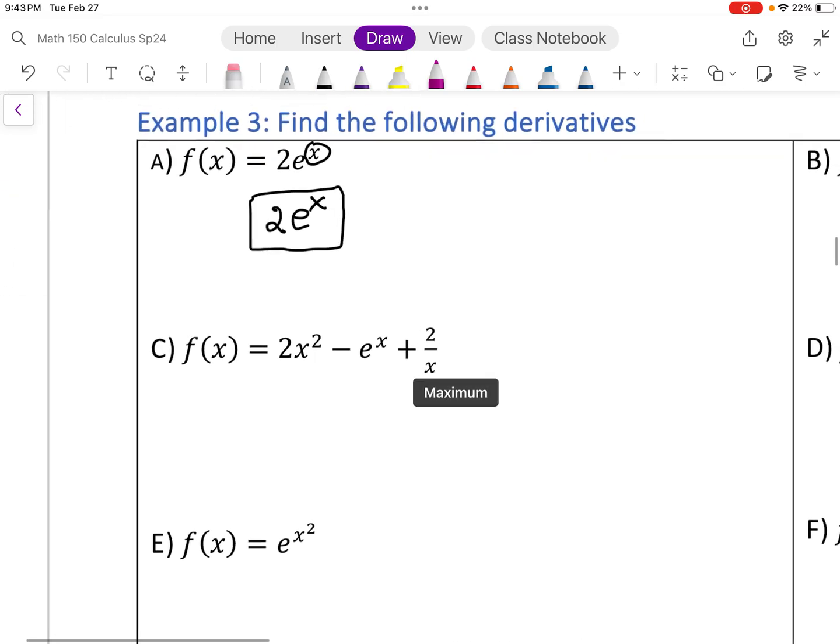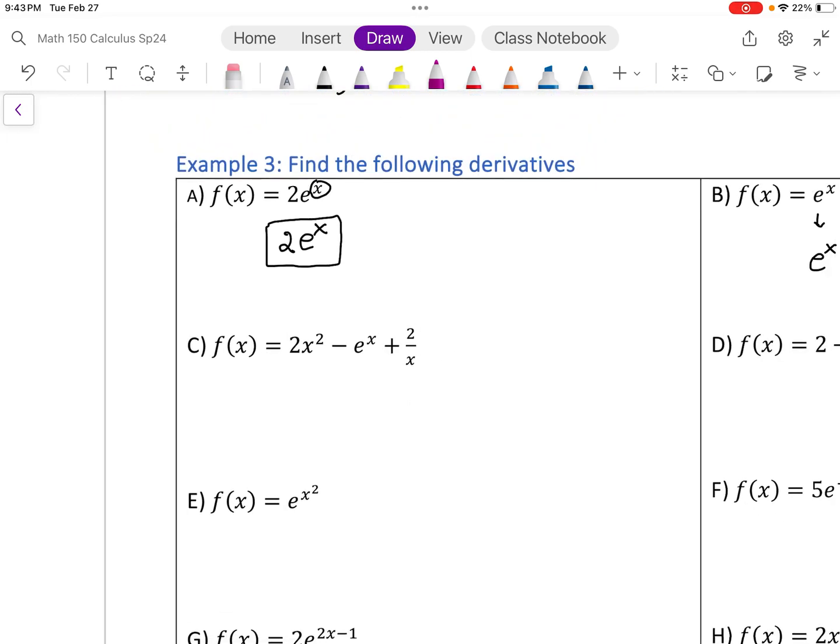All right, let's look at C. We have 3 terms. We have one that's x squared. So this one we need the power rule that we saw in the last section. This is e to the x, so we need the exponential rule. All right, and this is 2 over x. So this is not in the correct format. We want to rewrite this as 2 times x to the minus 1. All right, so we have stuff on the bottom. You want to rewrite it as a negative exponent. And then we use the power rule on this too, because it's x to the something.